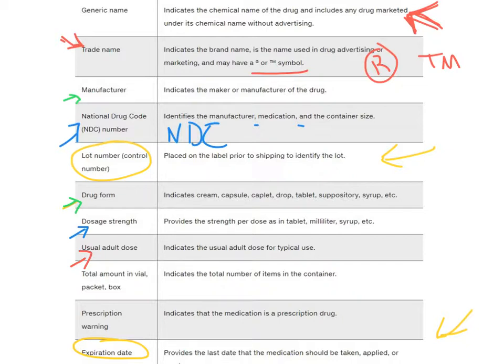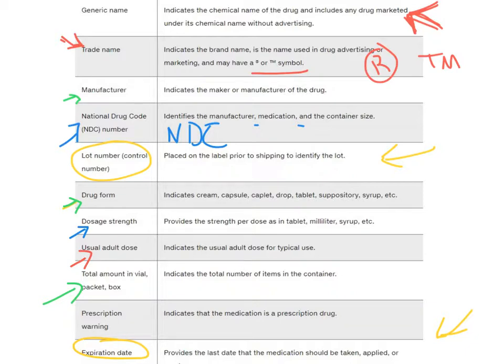Then next you will see the total amount in the vial, packet, or box, and that means exactly that. It's going to indicate just how much medication is in that particular bottle. If it's a liquid medicine, or even if it's tablets, it tells you how many tablets are in that bottle or box. It'll tell you exactly what's on there.